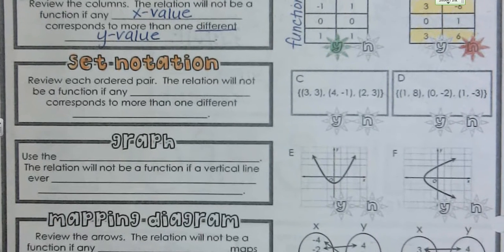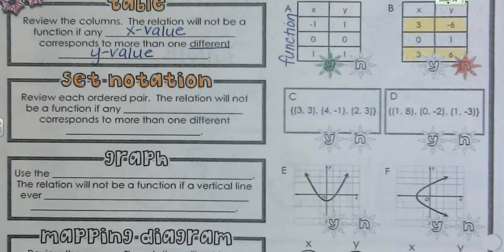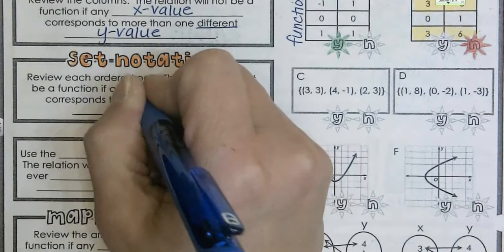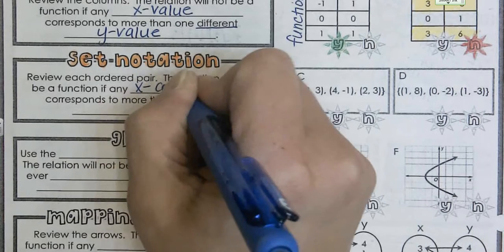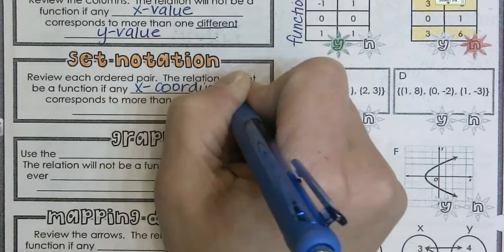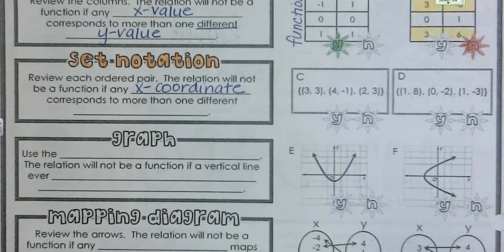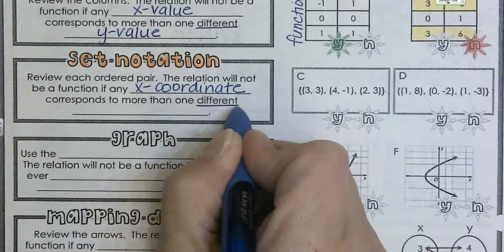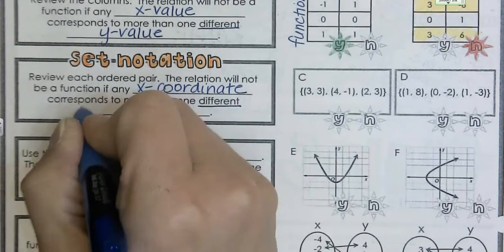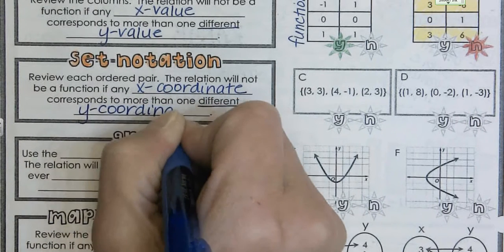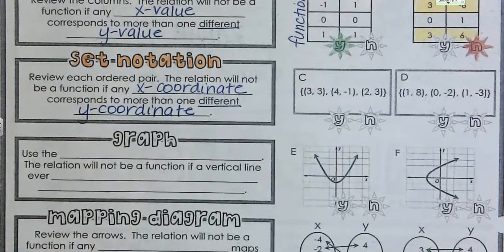So set notation says to review each ordered pair. The relation will not be a function if any x coordinate, which is the same as an x value, corresponds to more than one different y coordinate. Notice those definitions are very similar for the table and set notation.